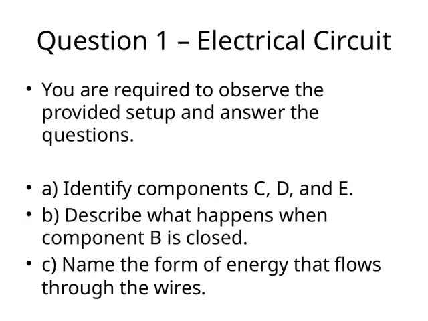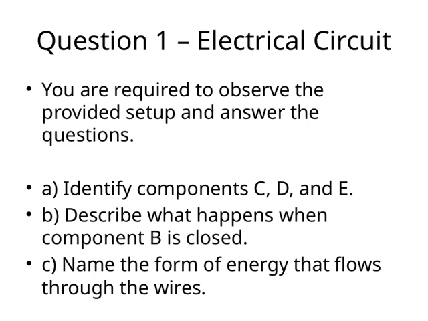Next, consider what happens when component B is closed. When we close a switch or complete the circuit at B, it allows current to flow through the system. This action can turn on a light, power a motor, or trigger other responses, so it's essential to grasp the impact of closing component B.